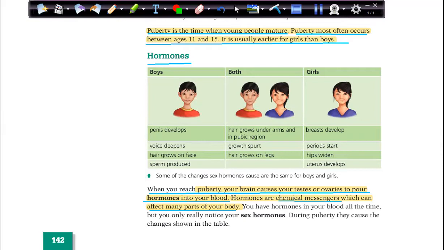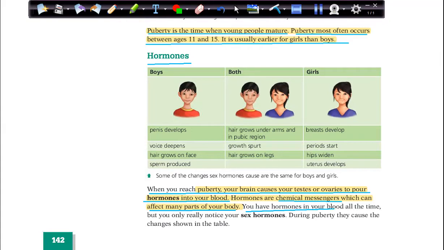So what is the function of these chemical messengers? These chemical messengers can stimulate your organs to develop, your body in general, and can even change your behavior, the way you are thinking and everything. So this is the stage between being an adult and being a child. This is something between the childhood and the adult stage.